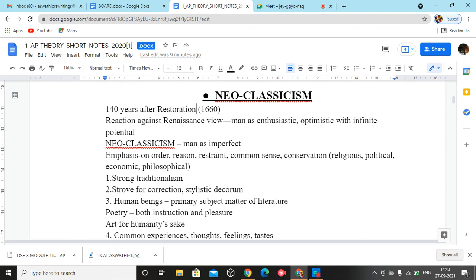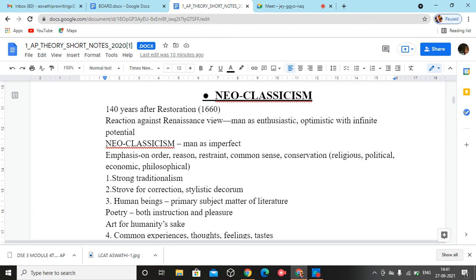And here Neo-Classicism is coming back with a reaction against that view. Again, you are drawing restraints upon humanity. Classicism strictly did it, hope you remember. And now you can see why it is Neo-Classicism. It's not going to give freedom again, but you are bringing back the restraints. Because before that, you had a time period of freedom with the Renaissance, where human capabilities and skills were taken for granted, because that Renaissance view says man is enthusiastic, optimistic, with infinite potential.